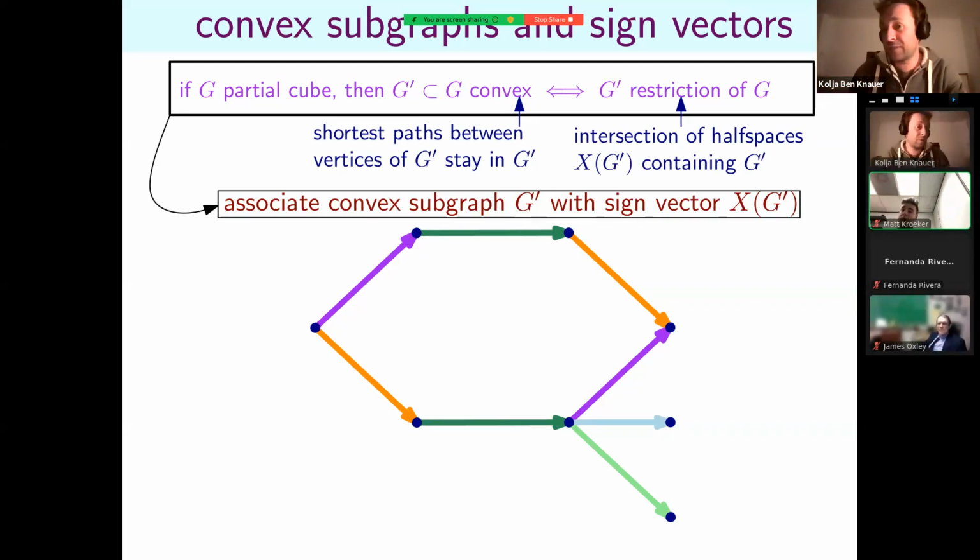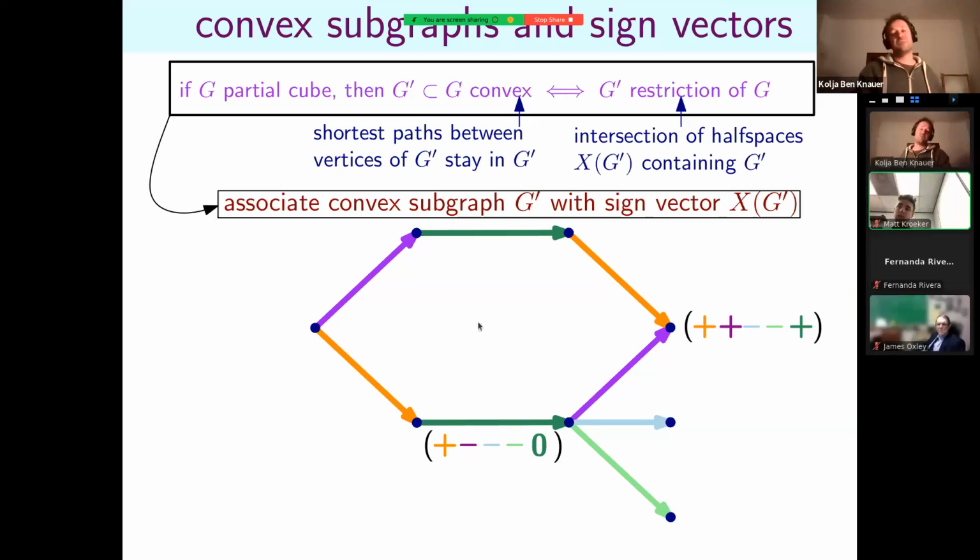And now if I take a convex subgraph, for instance, the vertex is always a convex subgraph, then I can just denote its position relative to each half space with a plus or a minus if it lies on a side, and with a 0 if it contains an edge of this theta class. For instance, here, the edge itself, at the bottom, is also a convex subgraph, and it lies on some sides of some of the theta classes, but it contains the green theta class, so that will be 0.